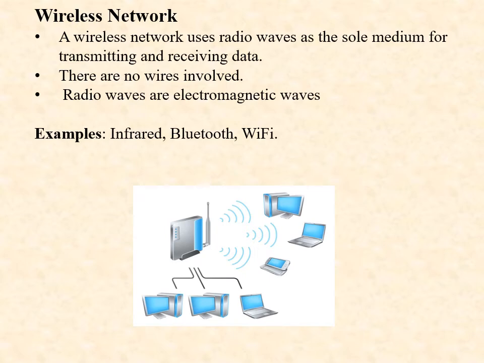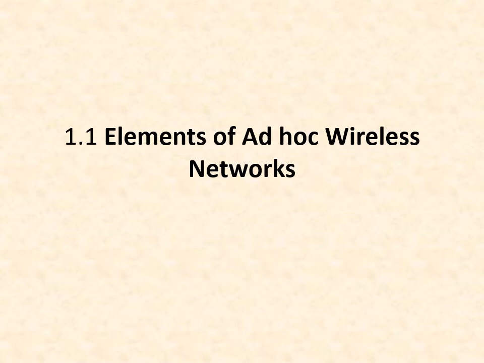Wireless networks. A wireless network uses radio waves as the sole medium for transmitting and receiving data. There are no wires involved. Radio waves are electromagnetic waves which are transverse in nature and they have the longest wavelength on the electromagnetic spectrum. Examples: infrared, Bluetooth and Wi-Fi. Elements of ad hoc wireless networks.